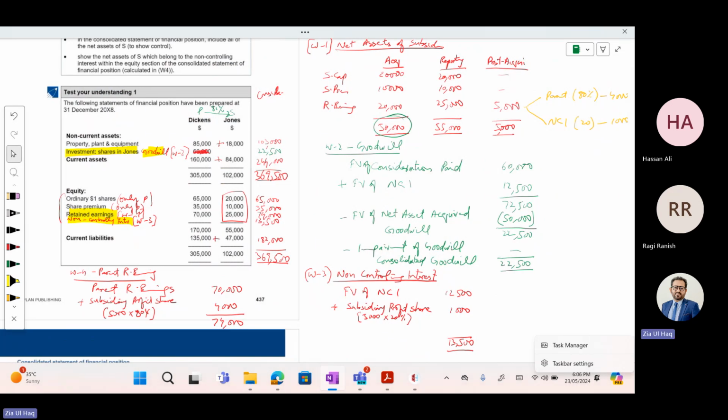Identify the parent's profit share. Parent's own retained earnings, and in that the subsidiary's profit share. What was the subsidiary profit? 5,000, and 80% was its share, giving 74,000. This we will record here, only the parent's share of subsidiary profit. Subsidiary profit share means the parent's share in subsidiary profit, so you can write P's share of subsidiary profit.